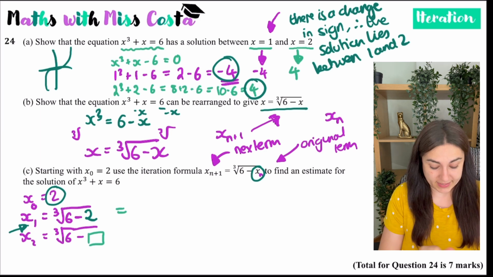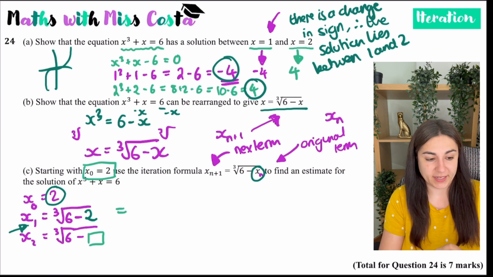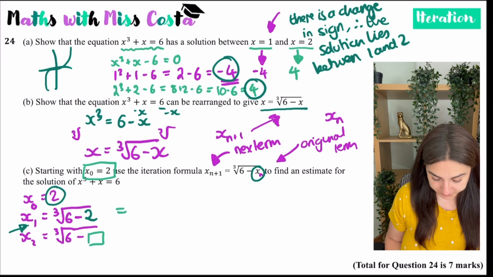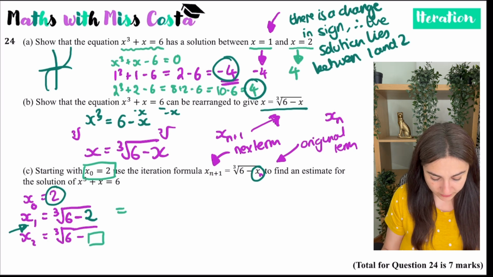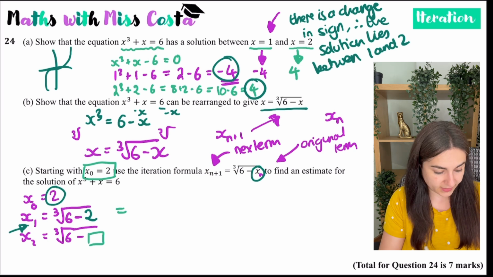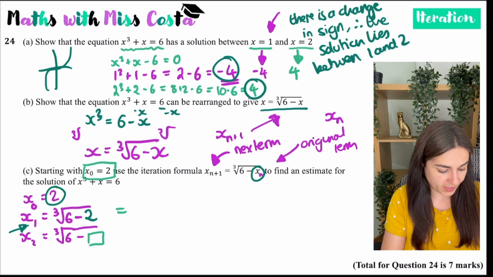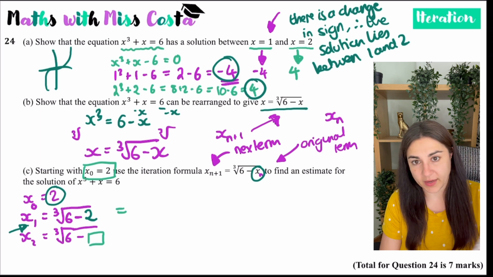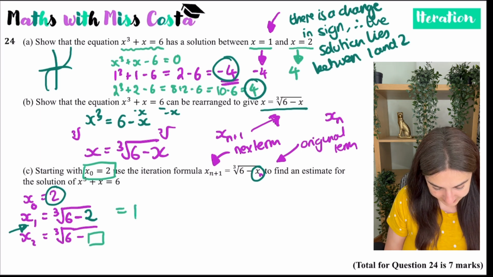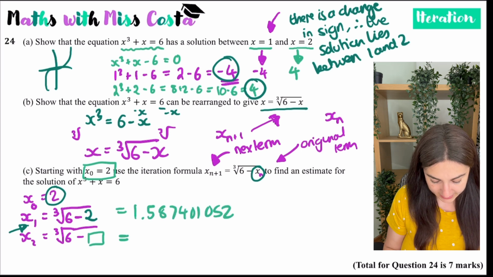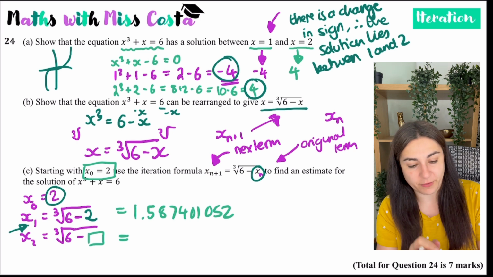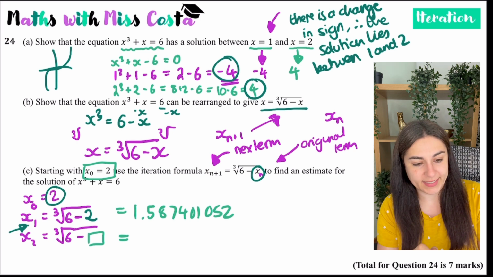Okay, step 1 is, you know that the first term is 2. So you press 2 equals into a calculator. If it said x0 is 17, you press 17 equals. Then what you do is you type in the formula. So in this case, you're going to type in the cube root of 6 minus 2, like that. And then you're going to press equals again. And that's going to tell you the first term. So that is 1.587401052.